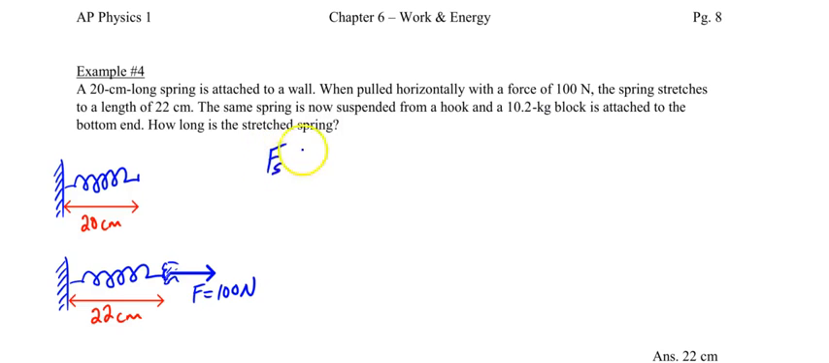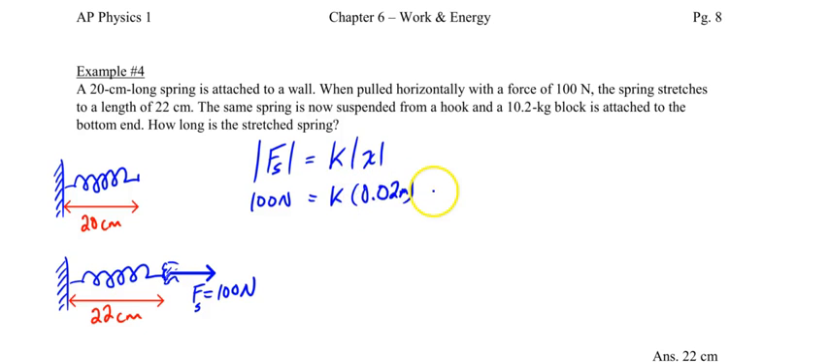If you remember, let's use the AP version. The magnitude of the spring force is equal to K times the magnitude of the stretch distance. So the magnitude of the spring force would be equal to, say, 100 newtons, and K. And then the magnitude of the stretch distance, the displacement, in this case would be 22 minus 20. That would be basically 2 centimeters, which is 0.02 meters. So therefore, we've just established that the spring constant is equal to 5,000 newtons per meter.